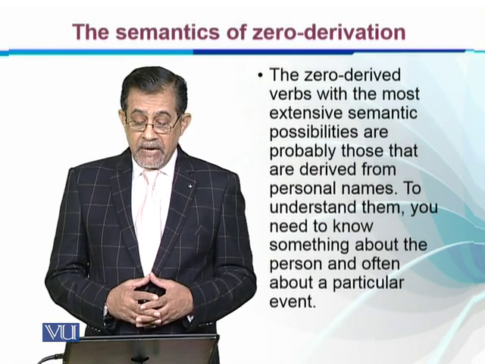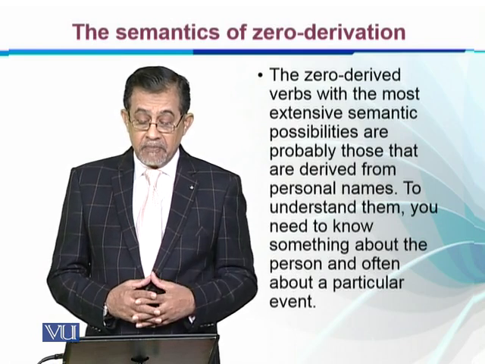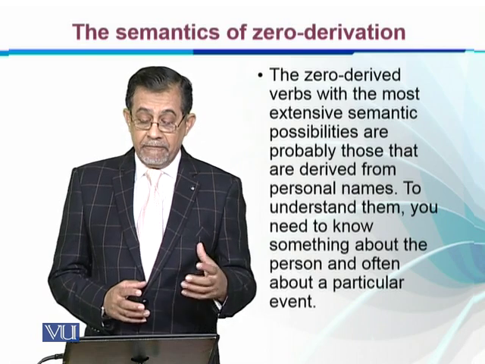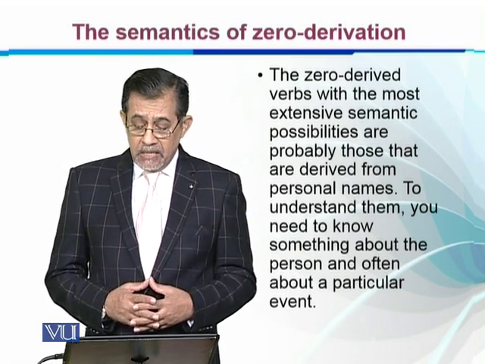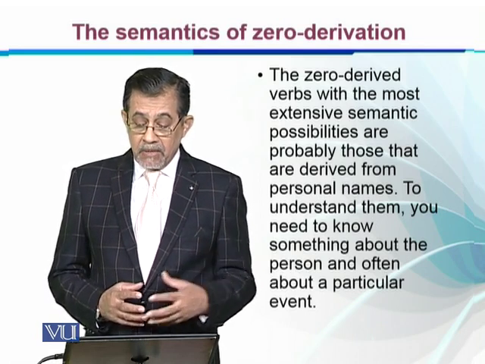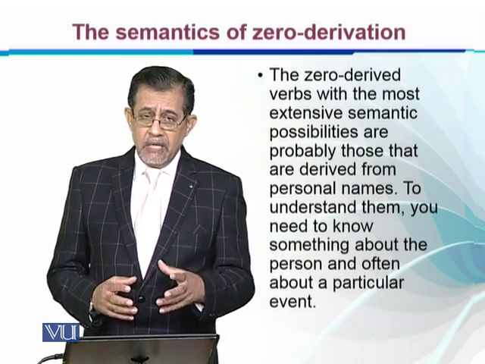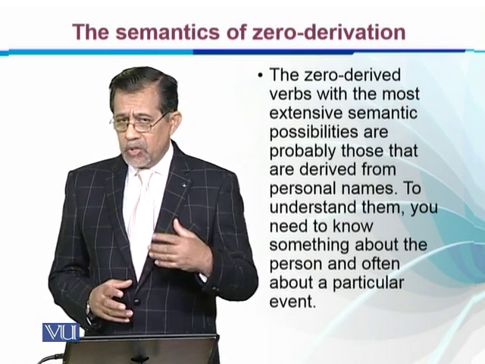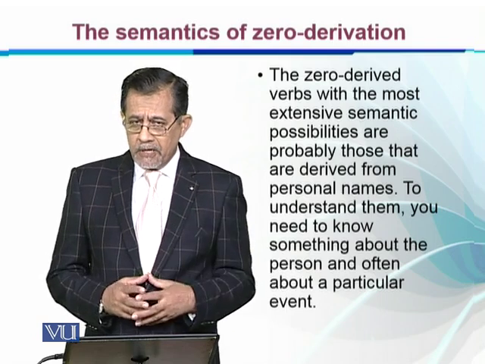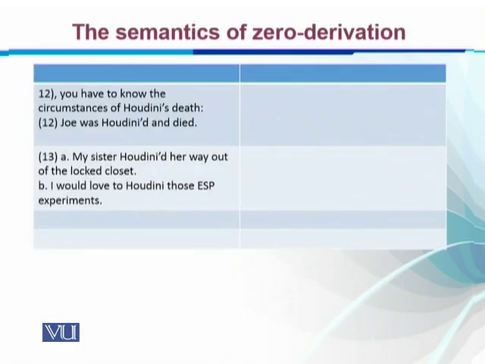The zero-derived verbs with the most extensive semantic possibilities are probably those that are derived from personal names. As we have just seen, Houdini, right? To understand them, you need to know something about the person and often about a particular event which prompted people to use that word in a different meaning. For example, you might say Joe Houdini'd and died, but my sister Houdini'd her way out of the locked closet.